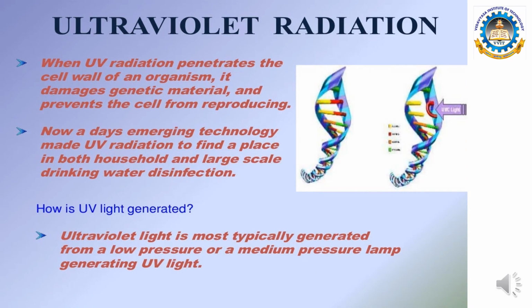The other type of disinfection process is ultraviolet radiation. When UV radiation penetrates the cell walls of an organism, it damages the genetic matter and prevents the cell from reproducing. Nowadays, emerging technology has made UV radiation find a place in both household and large-scale drinking water disinfection. UV light is generated from a low pressure or a medium pressure lamp.